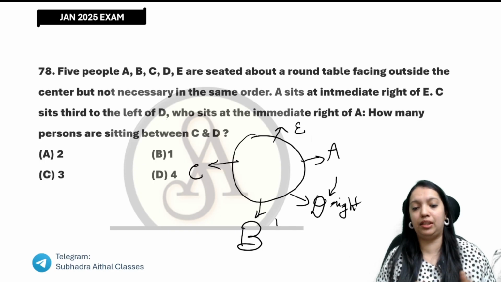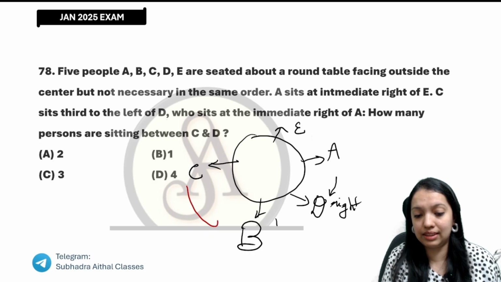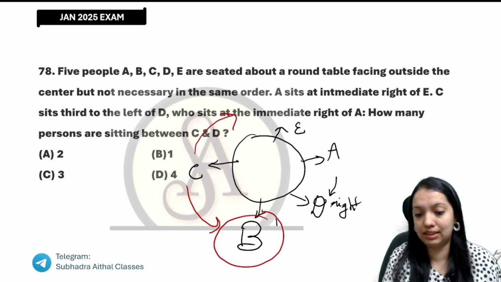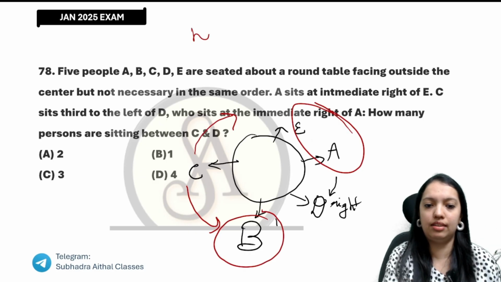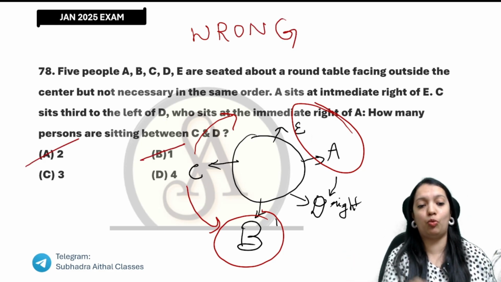How many persons sit between C and D? Now, from which direction? If you count from this direction, there is 1 person. If you count from this direction, there are 2 persons. So again, this is one question which is wrong, in which multiple answers are possible, both 1 and 2.